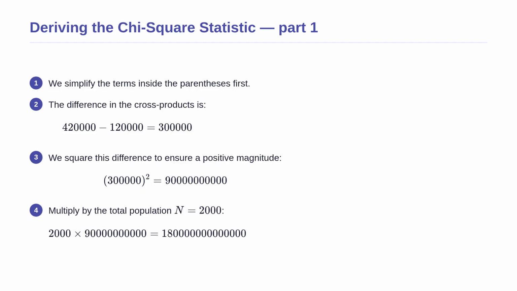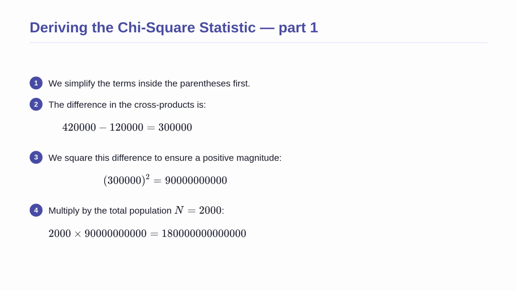Now that we have set up the equation, let us work through the derivation of the final statistic to understand how the math proves significance. This chunk of the calculation focuses on the numerator, which captures the raw deviation of our data. Following the order of operations, we first simplify the difference of the cross products inside the parentheses, which gives us 300,000. Next, we square this difference.